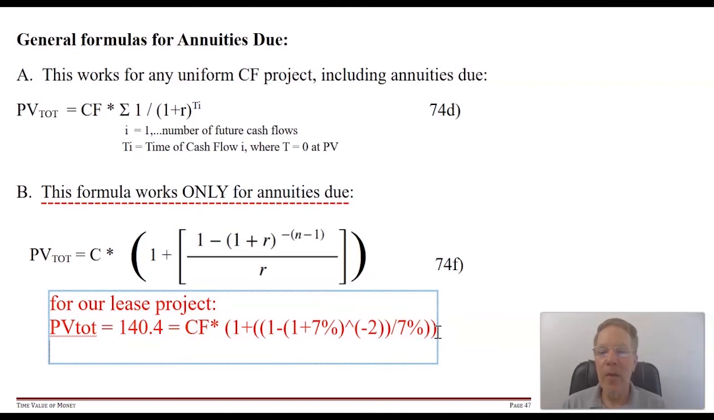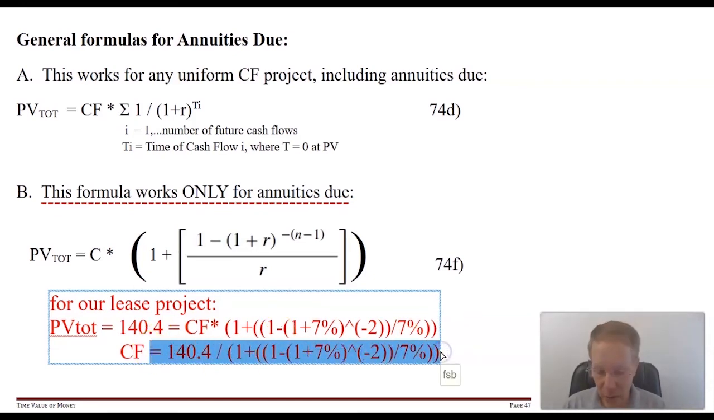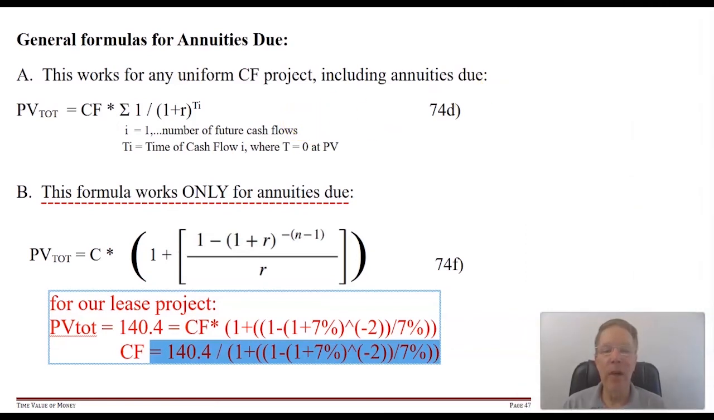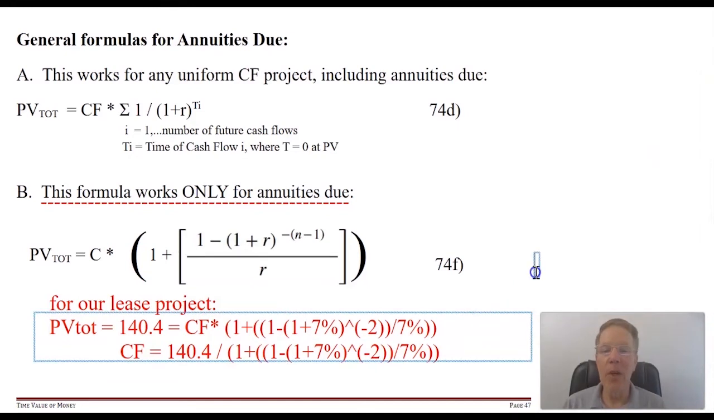Okay, so then we'll go down here and we'll solve it for our CF is going to be equal to 140.4 divided by that whole same mess. And let's bring this into Excel just to make sure I don't have a typo there for you. Hopefully not. Okay, and we get the same answer that we got from our general formula, which is exactly, of course, what we need and what we were expecting.